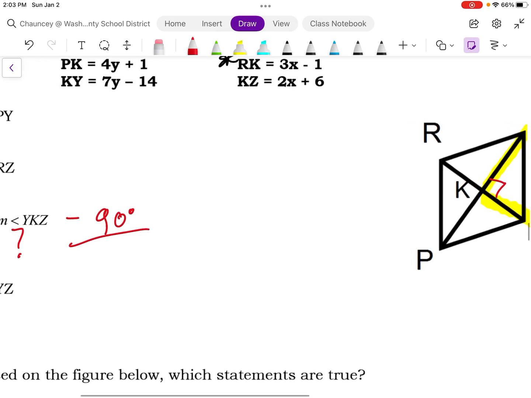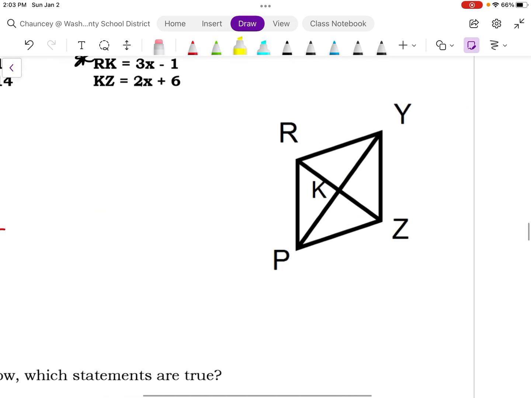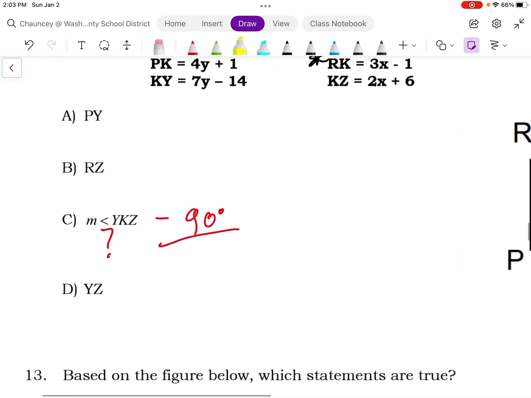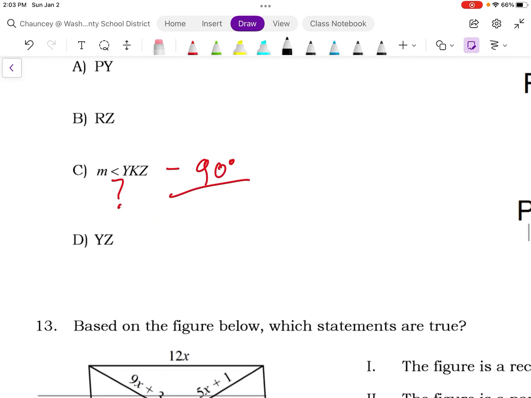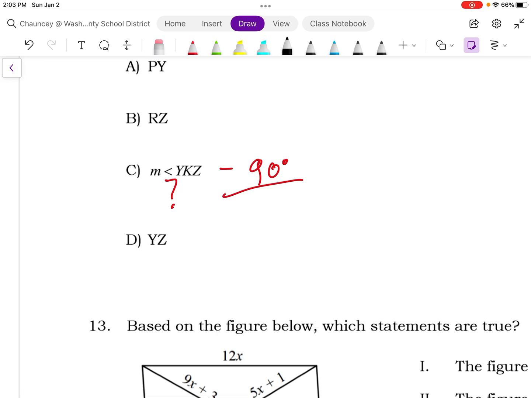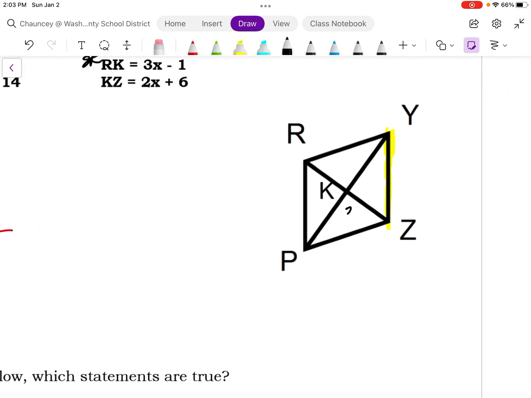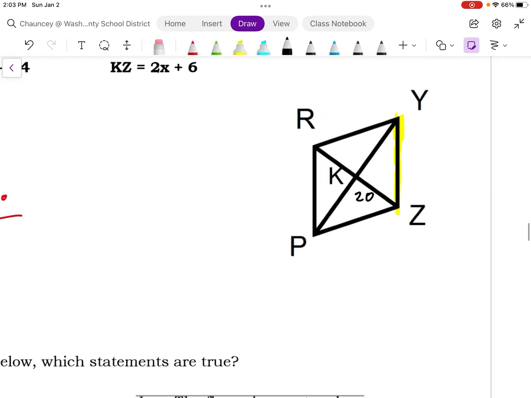Okay? Next one here might be a little bit tougher. So what are they asking for? They want to know what YZ is. Well, how do we figure that out? Okay, so let's go back and talk about some things that we do know. We know that ZK was equal to 20. We also know that KY was equal to 21. So let's mark those down. ZK was 20, and KY was 21. Okay, and they want to know what that is. Well, how do we figure that out?